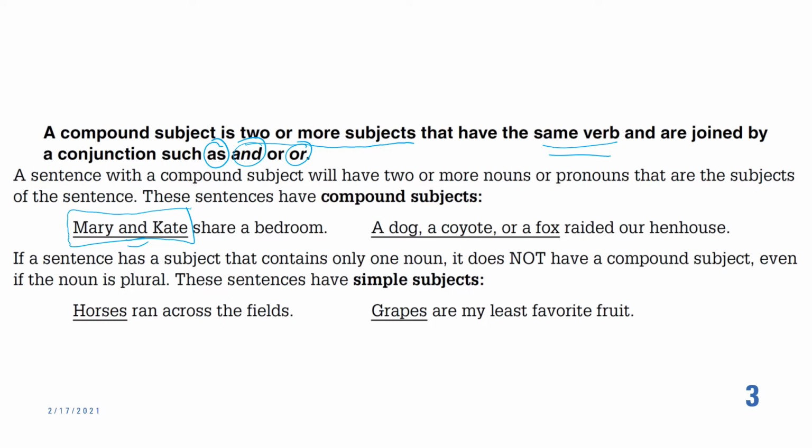A dog, a coyote, or a fox. All of those words are one compound subject, joined by the conjunction or. Usually, the subjects are before the verb. Most of the time, the subject is before the verb. So once you identify the verb, look behind the verb, and you will find the subject.